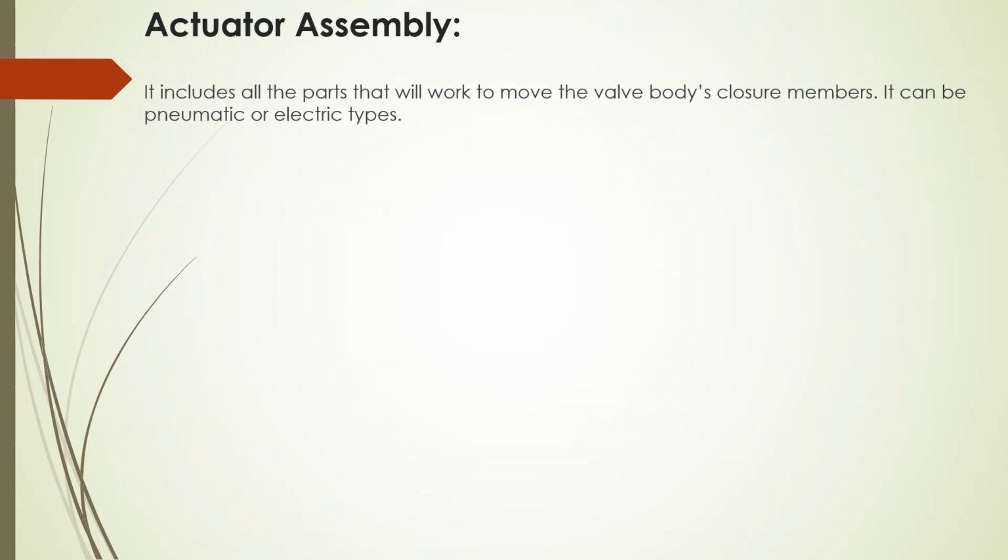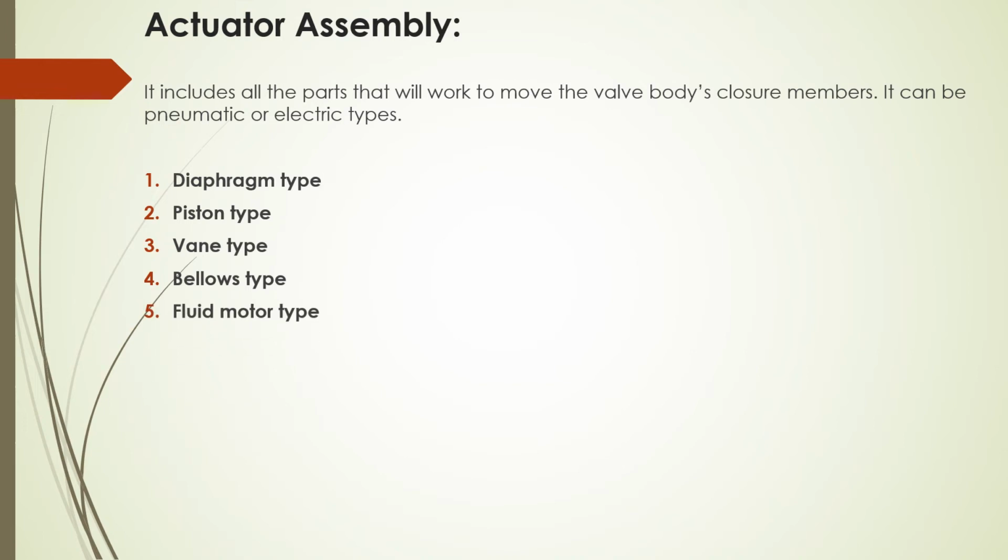Actuator assembly. It includes all the parts that will work to move the valve body closure member. It can be pneumatic or electrical types. We have diaphragm type, piston type, vane type, bellows type, and fluid motor type.